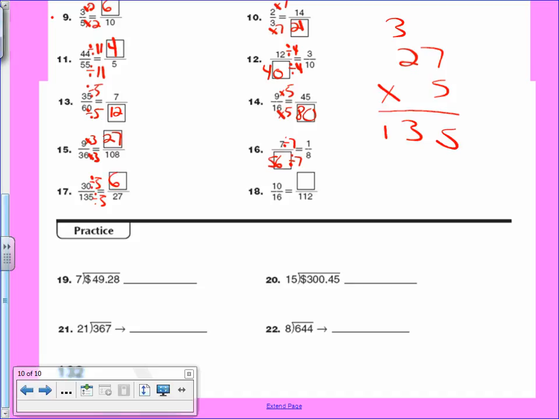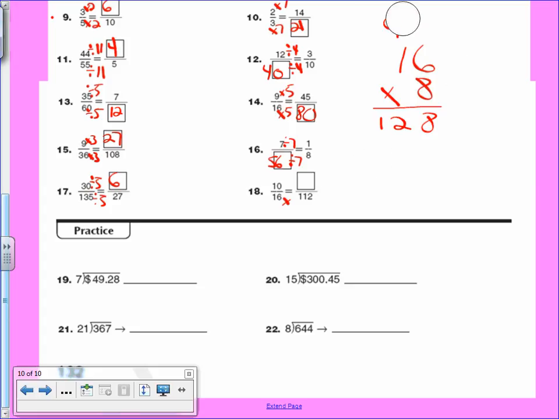Last problem is number 18. And then you guys can do the division on the bottom as a review. 16 times what equals 112? Well, let's try a few numbers. 16 times, let's try 8. 6 times 8 is 48. 8 times 1 is 8, plus 4 is 128. Well, that's too large. Times 8's not right.